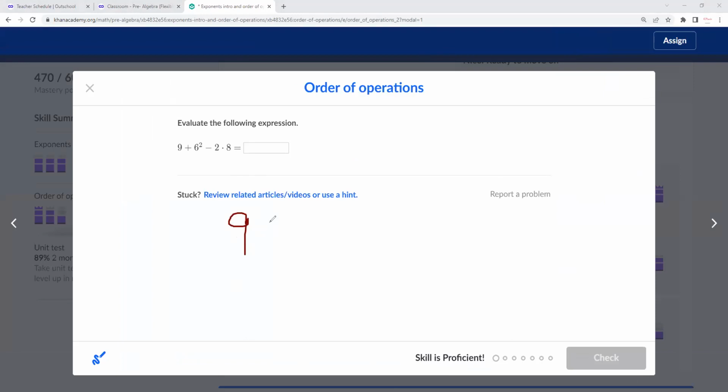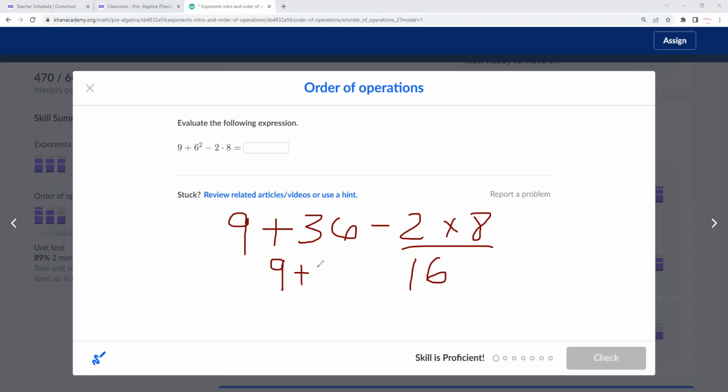6 to the second power is 6 times 6, which is 36. Now, what comes first? Well, we did the exponents. Now we go on to division and multiplication. There's only multiplication here, which is 16. You now have 9 plus 36 minus 16. Okay, well, what comes first, addition or subtraction? Remember, whichever one comes first when moving left to right. You're now left with 45 minus 16, which is 29.